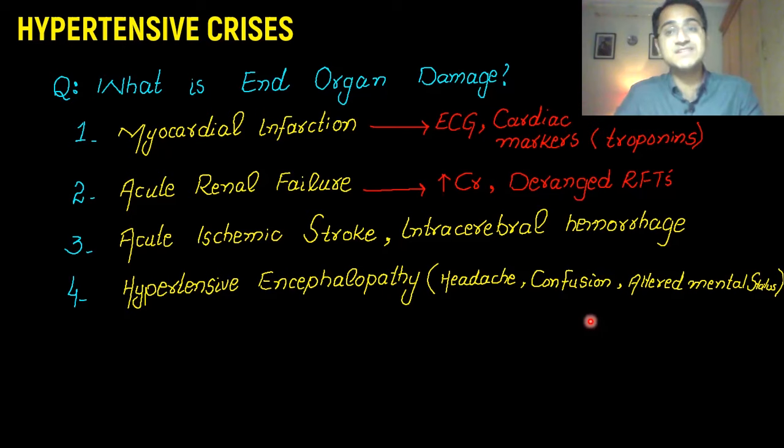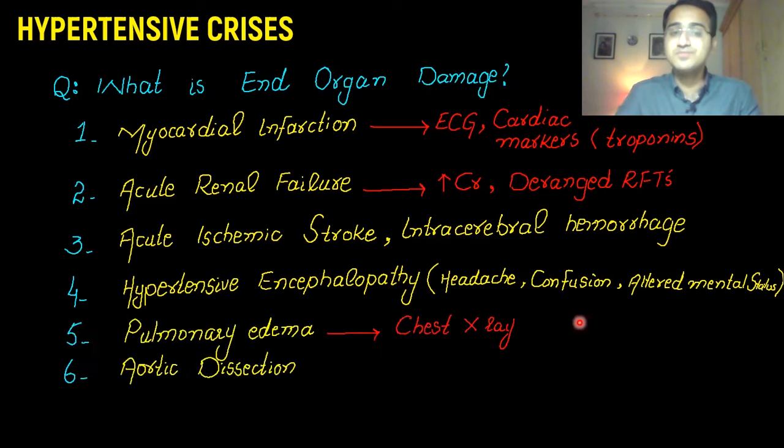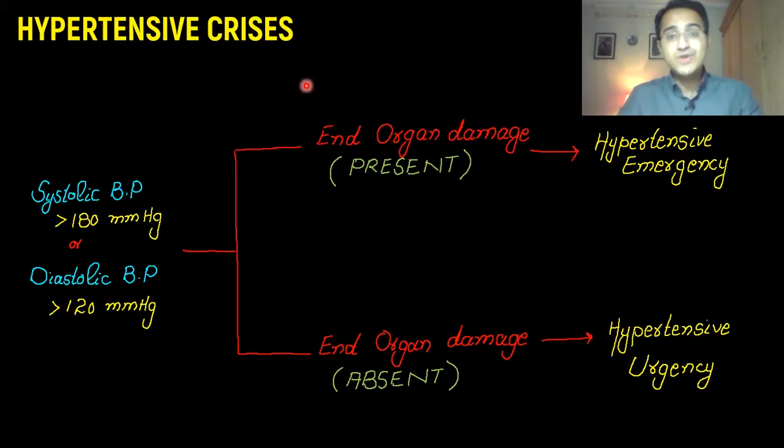That is hypertensive emergency, and hypertensive emergency must be treated as quickly as possible. Or if the patient has pulmonary edema or aortic dissection, that counts as end organ damage. You see that on chest X-ray. So if the end organ damage is present, that is hypertensive emergency. If end organ damage is absent, that is hypertensive urgency.